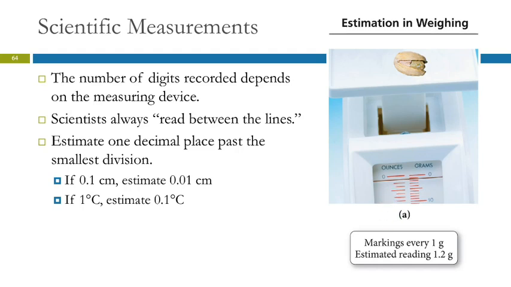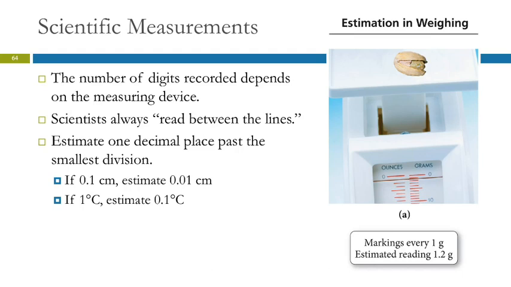So we look in there and we mentally divide it into 10 pieces. And we say, well, that's really close to the 1. It's definitely less than halfway. I'm going to call it 1.2 grams. Someone else might read that and call it 1.3 grams or even 1.4 grams. And we will agree to disagree about that last digit because it is estimated, it is uncertain.